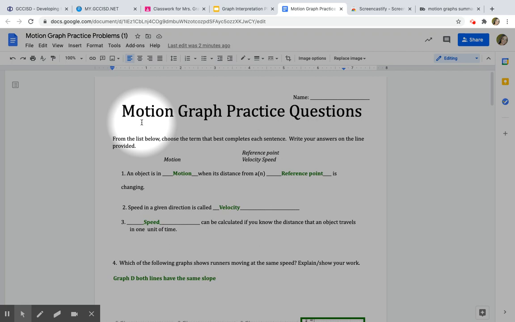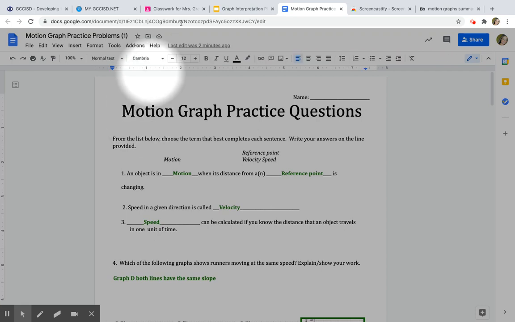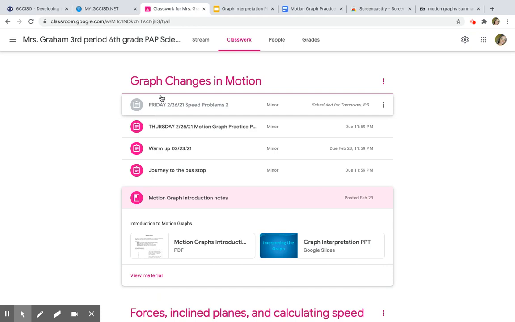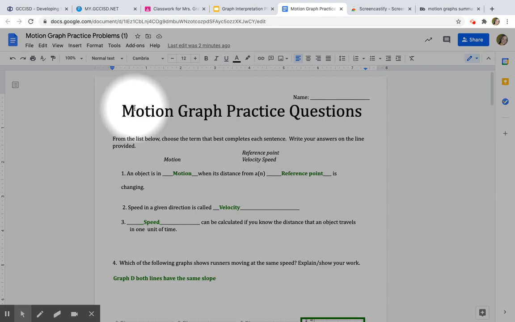So, you are really going to be needing to rely on your notes that we used in our Google Classroom, under graph changes and motion and then motion graph introduction notes, and it's the blue Google Slides that I had everybody pull up on Tuesday called Graph Interpretation PPT. Okay, so those were the notes that you were going to need for this assignment.